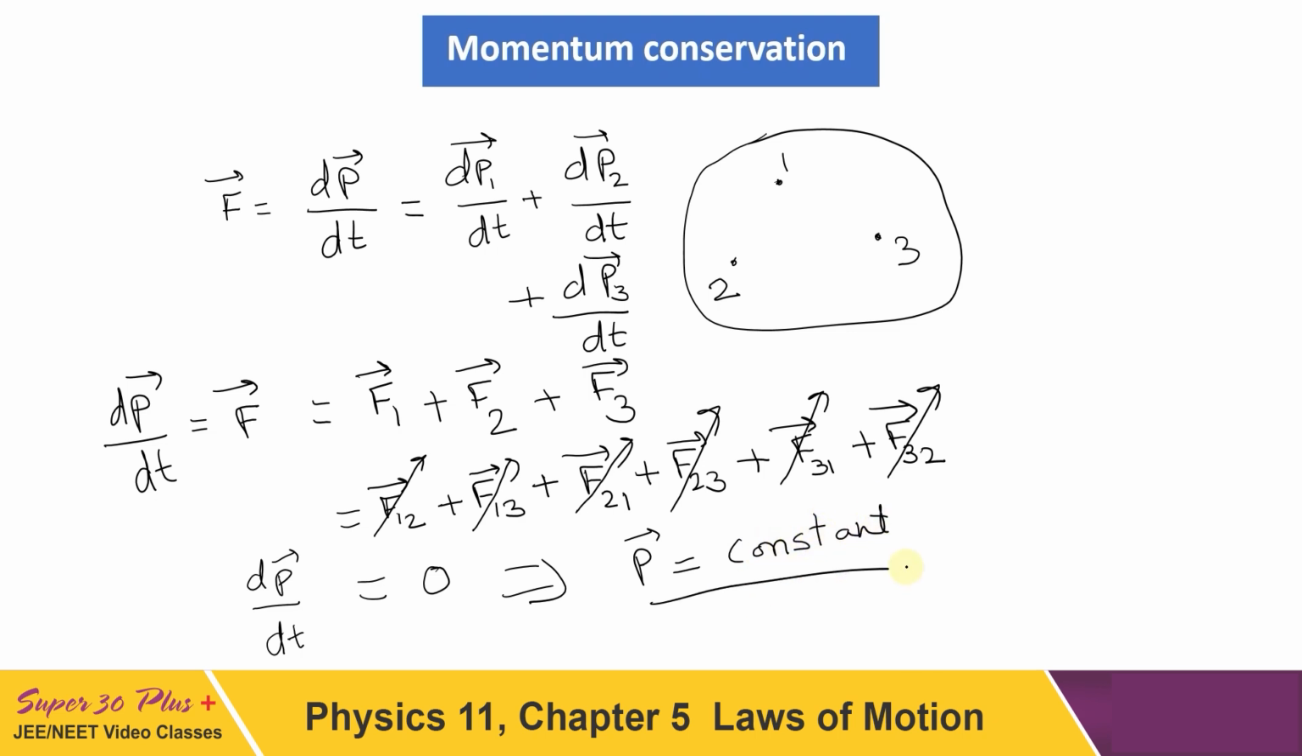Now we can state that if no external force is acting on the system, the momentum of the system should be conserved. Of course, we cannot say that for particles 1, 2 and 3 individually the momentum will be conserved. No, it is not the case. It has to be for the whole system, not the individual particles, because on individual particles the forces are acting. It is conserved only for the whole system. So from now onwards, whenever there is no external force on the system, the momentum of the system will remain conserved.